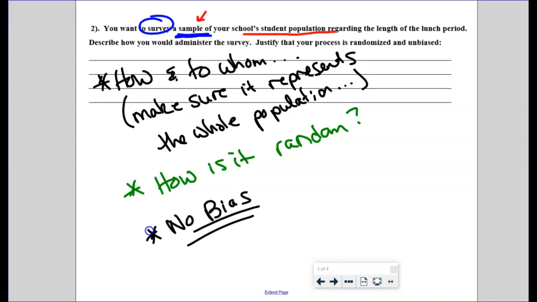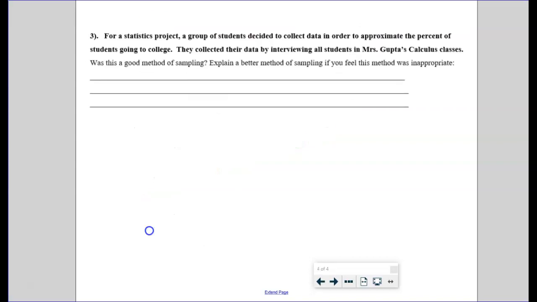Be very careful that you don't accidentally give yourself bias in the way that you distribute it. For instance, if you only give the survey to all seniors, well, you have biased the data because you're only getting opinions of seniors. So make sure it's representative of the whole population, but only a sample of that.